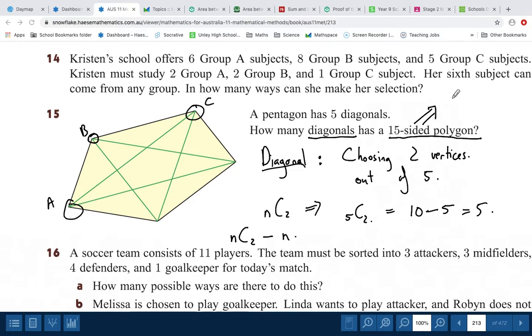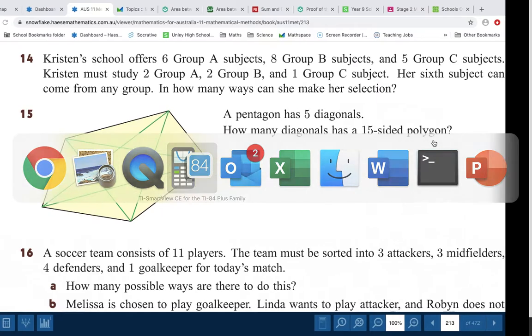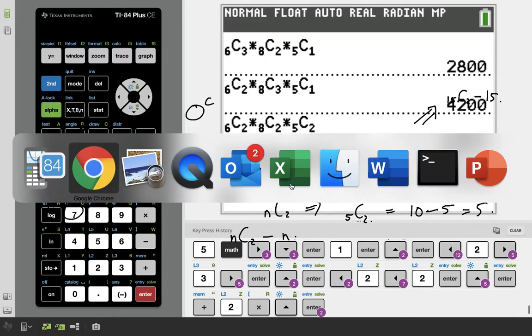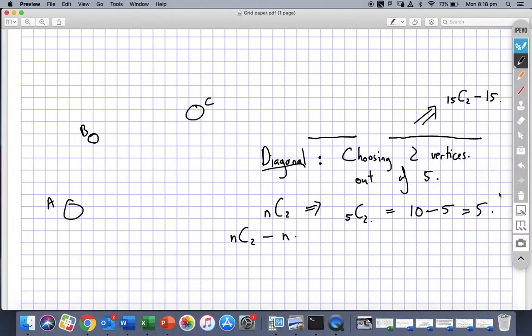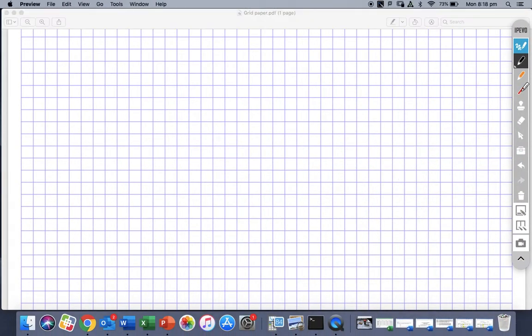Okay. So all of this is leading me to think that the 15-sided polygon should be 15 choose 2 minus 15. So let's go to the calculator and find out what that is. 15 choose 2 minus 15. And I need to delete all of this stuff first.